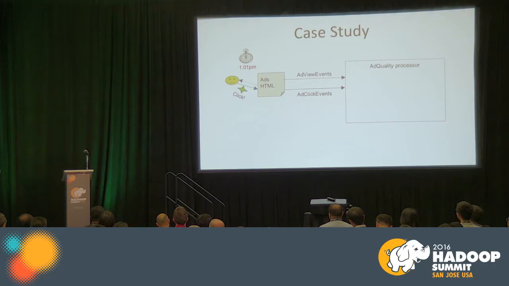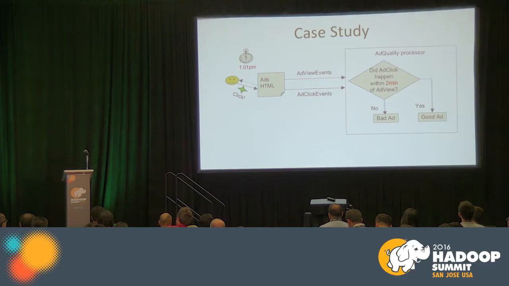So now the user at 1:01 p.m. looks at the ad and, great, he likes it. So he clicked on it, and that generates another ad click event, which is sent back to the ad quality processor again. Now we receive all the events in the ad quality processor, and it runs a logic saying, okay, did the ad click event happen within 2 minutes of the ad view? If it happens, great, it's a good ad. Otherwise, it's a bad ad. So that's the simple logic that this processor implements.